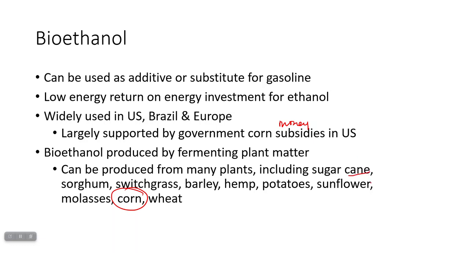Sugarcane, for example, is widely used in Brazil. Sorghum, which is another grain, and switchgrass, which is actually kind of a weed. The advantage of that is that we don't really have to put a lot of fertilizer or water into growing it, and it doesn't take away from food resources. On the other hand, we can also use barley, potatoes, sunflower, molasses, and wheat. And then there's hemp as well, which is often used to produce rope and things like that. So all of those can be used for bioethanol.